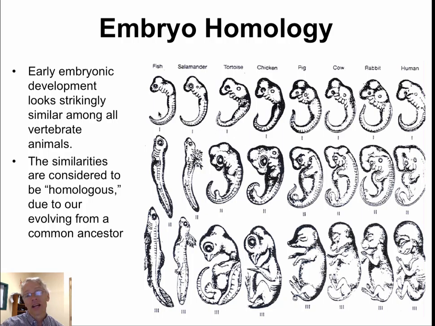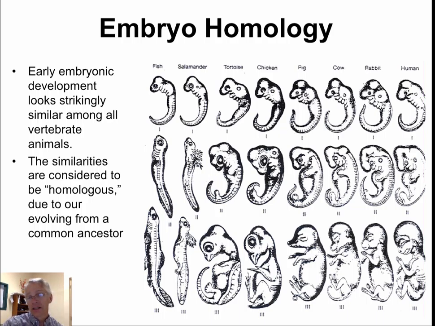So in this diagram, you see pictures of a variety of different vertebrate animals: fish, salamander, which is an amphibian, a tortoise, chicken, pig, cow, rabbit, and human. And at the very early stages, all vertebrate embryos look very, very similar. And this idea that we have similar structures, and we believe it's based on a common ancestry based on evolution, we call this kind of similarity homology. And there is striking embryo homology across all vertebrate animals.